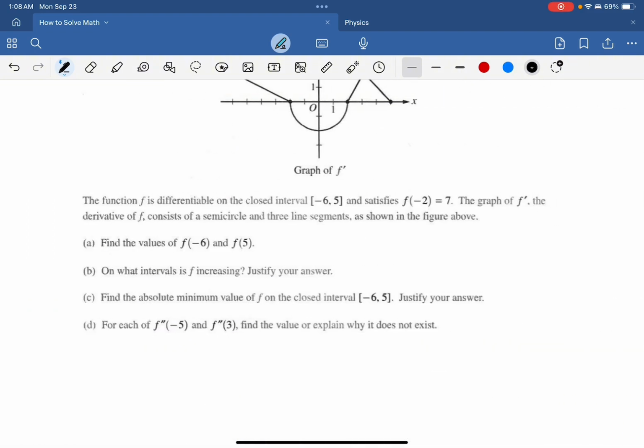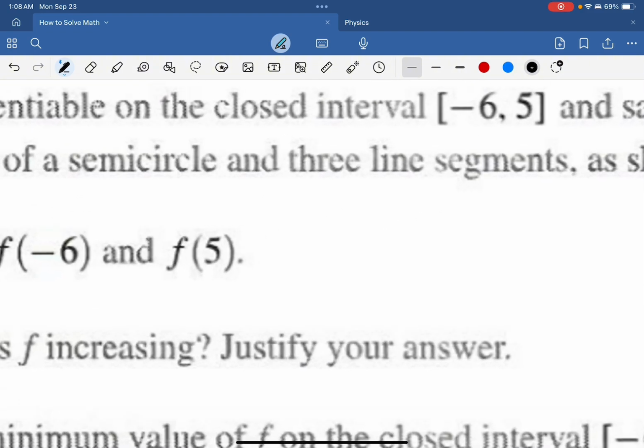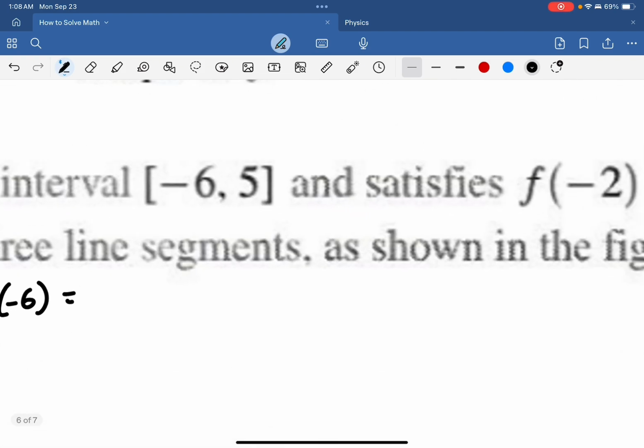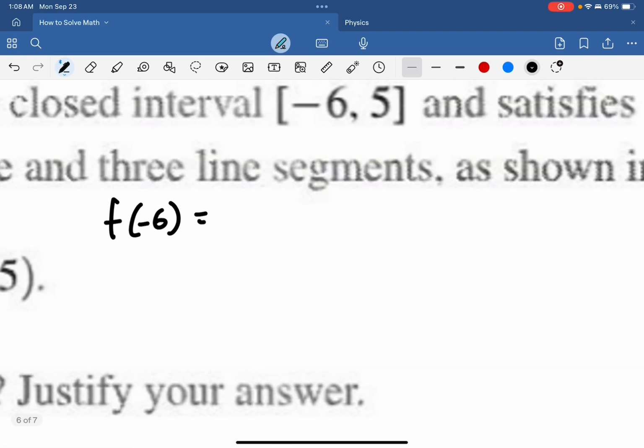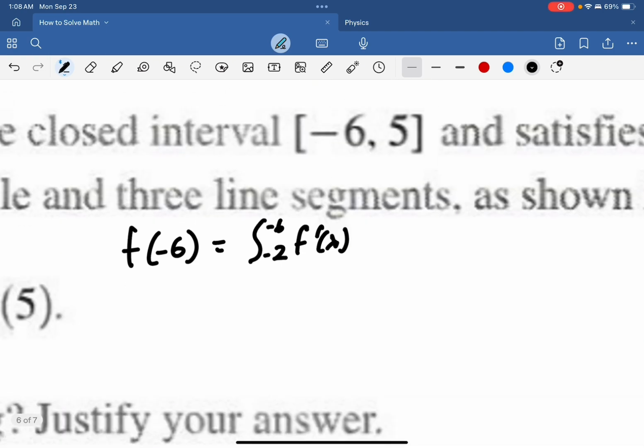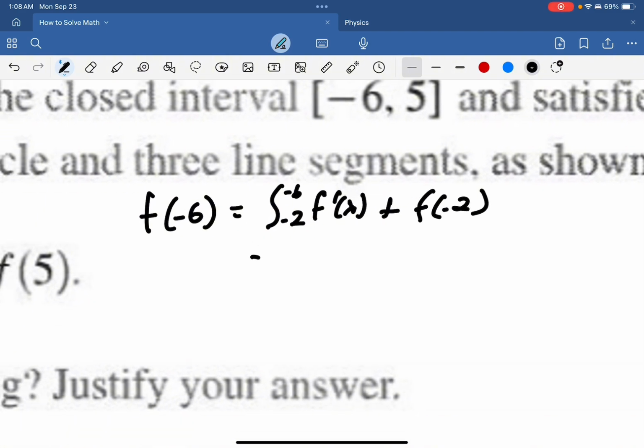The second one, this is where we want to prioritize a bunch of spam. So let's start here. F of negative 6 is going to equal, let's see what it gives us. F of negative 2 is equal to 7. So the integral from negative 2 to negative 6 of f prime of x, because this is f prime, plus f of negative 2. Because that integral is on the opposite, it's negative, the integral from negative 6 to negative 2 of f prime of x plus 7.